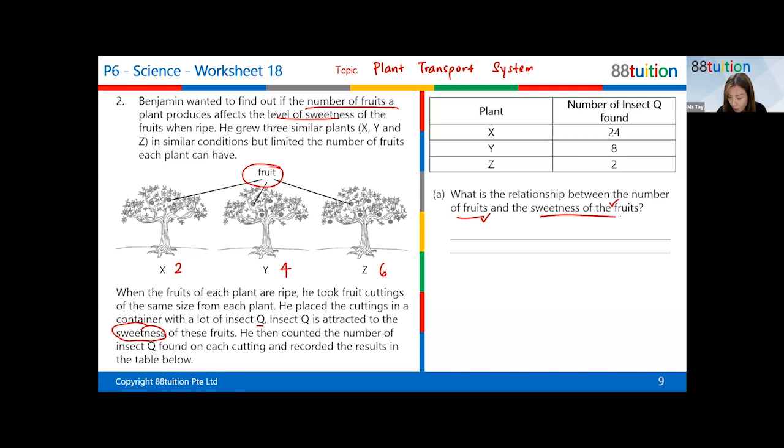Okay, sweetness, more insects attracted means what? Sweeter fruits, right? Okay, so yes, we have some clues already. So what do you see? For X, right, there were only 2 fruits grown on the plant. When you take a sample of one of the fruits, right, 24 insects were attracted to it. That means it is very sweet. Okay, so very sweet.